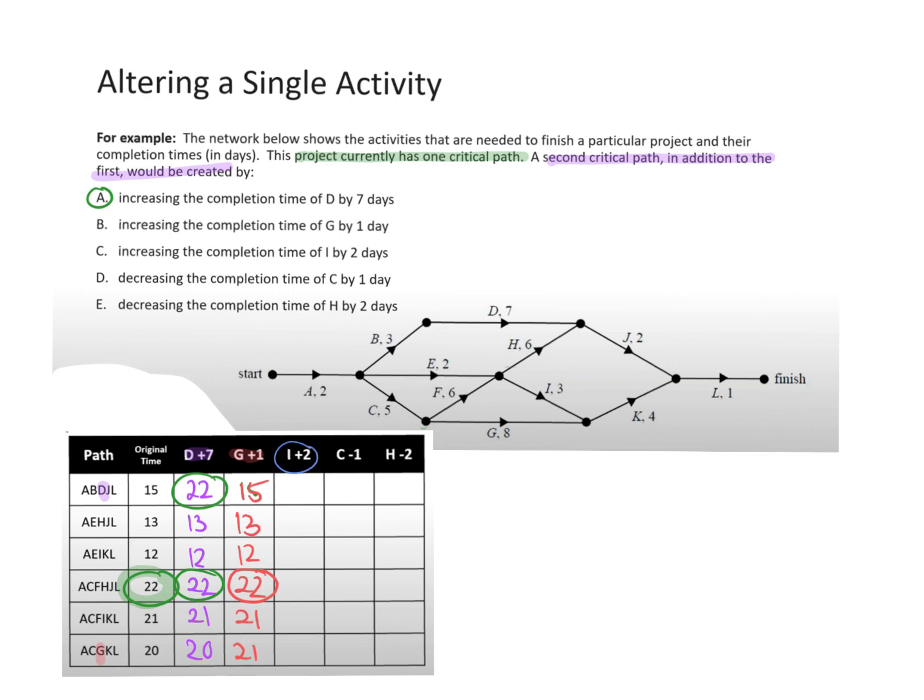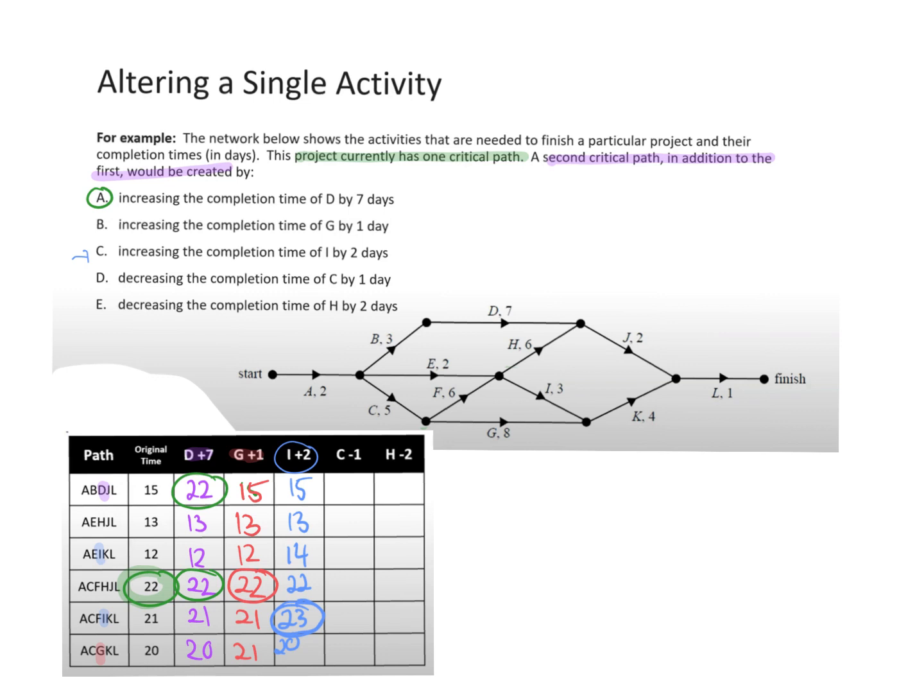If I add 2 to I, just go through your paths and find where I is. So we're checking the C option, where we added 2, so we found I in our paths, and then we added 2. Now, because 23 would be the new critical path, that would actually take longer, but the question wants us to find the situation which would create 2 critical paths, which we've already found, so we don't want to use either. But we're just going to keep checking our answers.